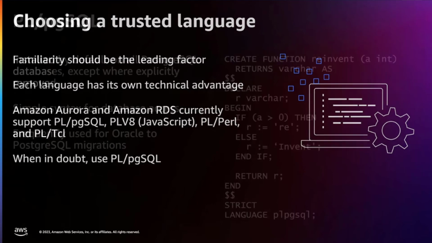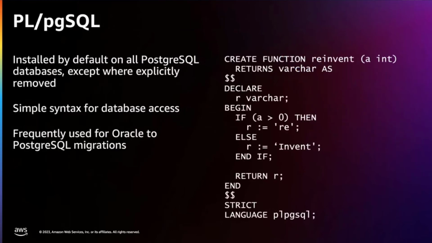Diving a little bit deeper into what PL/pgSQL does, first off, it's installed by default on all Postgres databases, so it's fairly universally available, and it's very easy to make calls to the database, select calls, insert statements, etc. This is one of the other reasons why we generally recommend that when in doubt, use PL/pgSQL, because it's going to give you the most functionality to work with Postgres out of the box of the trusted languages. It's frequently used when doing Oracle to Postgres migrations. There are similarities to PL/SQL, so that way, people with an Oracle background feel comfortable working with PL/pgSQL.